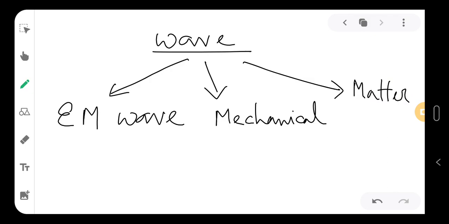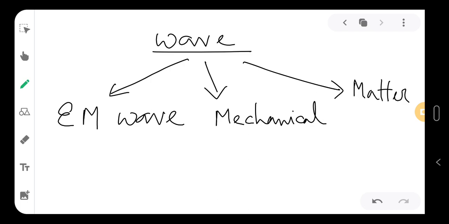How? Whenever the electric field is changing, it creates a magnetic field, and whenever the magnetic field is changing, it creates an electric field. In this way these two fields oscillate and create each other one after another, and as a result the whole energy propagates in a certain manner, and that is called an EM wave.